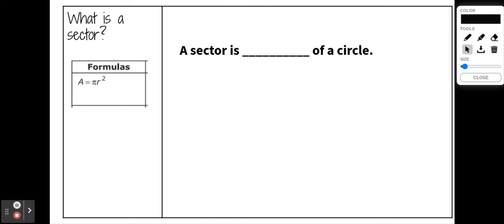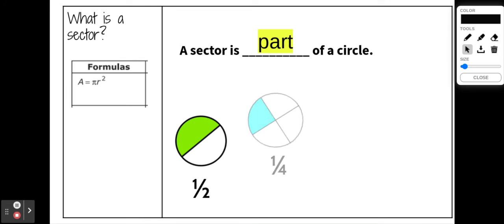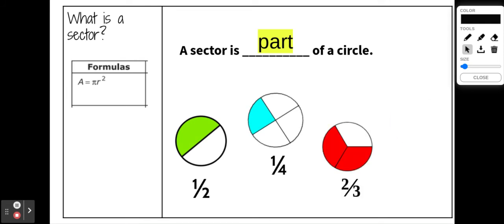First of all, let's talk about what is a sector. When it comes to a circle, a sector is part of a circle. You could have that part be half of a circle, or it could be 1/4 of a circle. It could be 2/3 of a circle, or even 3/4 of a circle. Notice that all of these sectors are shaded so that you can tell the exact part that we're talking about.